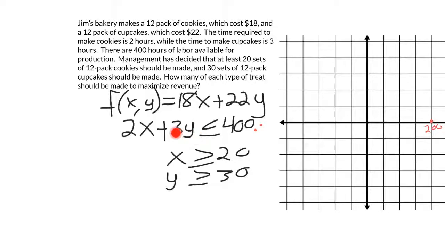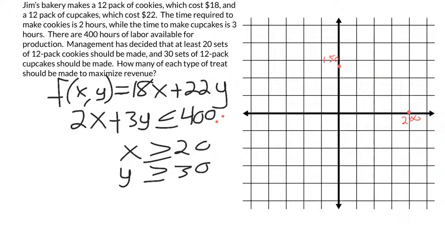Then we'll do the same for the y-intercept. To find where this red line is going to cross the y-axis, we'll put in a 0 for x, effectively covering it up, because 2 times 0 is 0. So we get 3y equals 400. In other words, y is approximately 133. So we can graph these other lines.